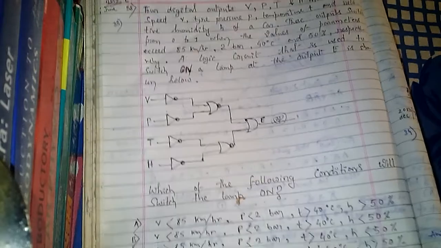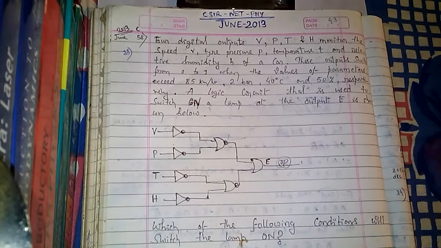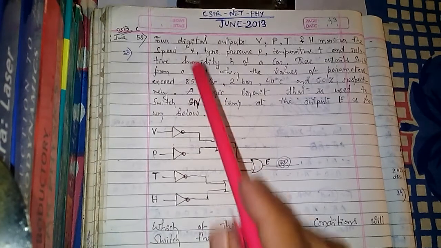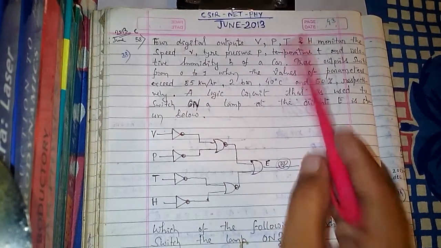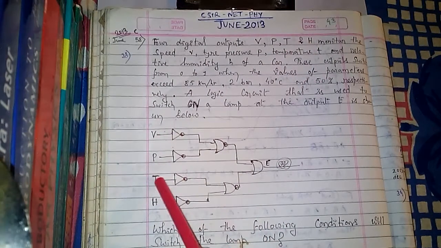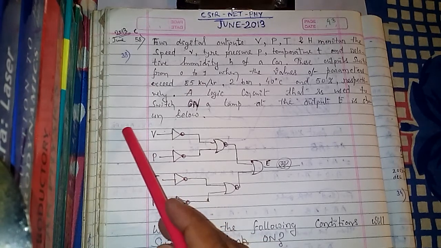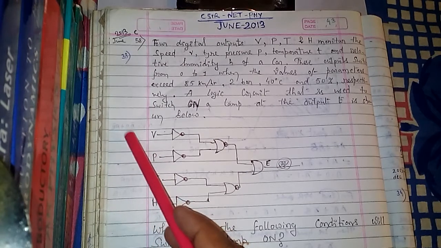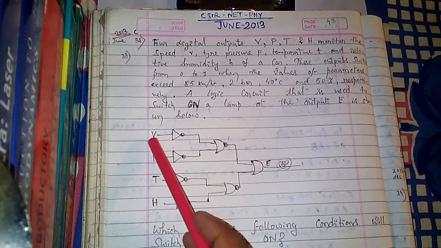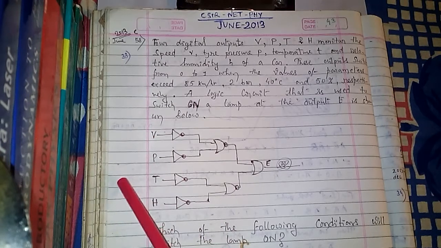Now to properly understand this problem, a little explanation is required. It says four digital outputs V, P, T, H. That means V, P, T, H are four outputs from some other circuits, let us say sensors. There are four sensors in this car: a velocity sensor that will produce the velocity output whether it is 0 or 1, the pressure sensor, the temperature sensor, and the humidity sensor.